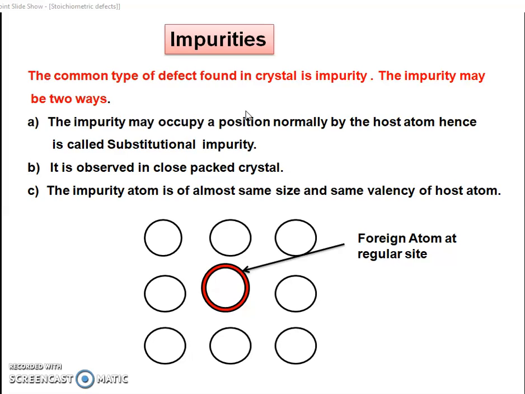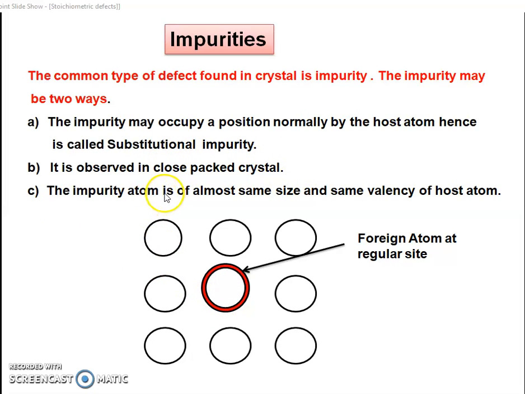So first, we have seen that various types of impurities can produce defects in crystals. The common type of defect found in crystals is impurity. The impurity may be of two types. First, the impurity may occupy a position normally occupied by the host atoms, and hence it is called a substitutional impurity. This type of impurity is observed in close-packed crystals.